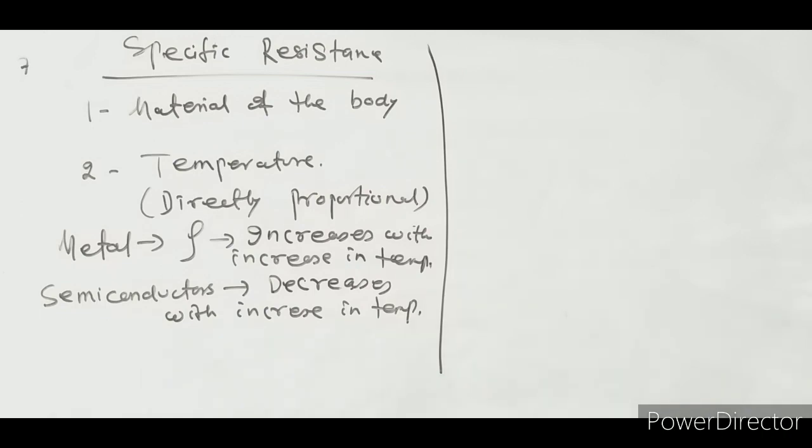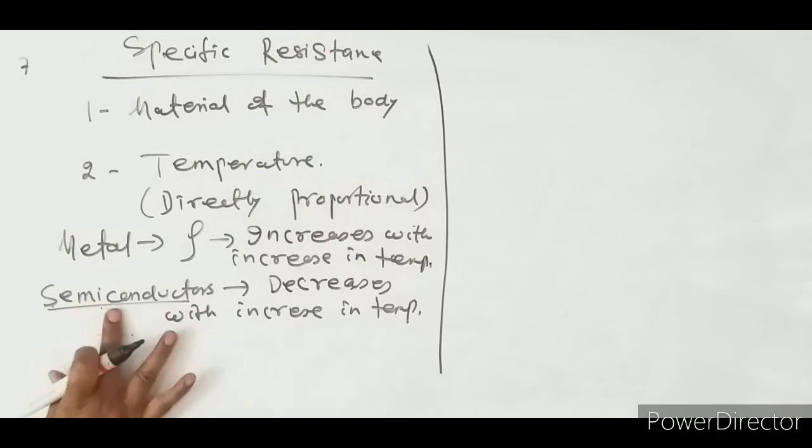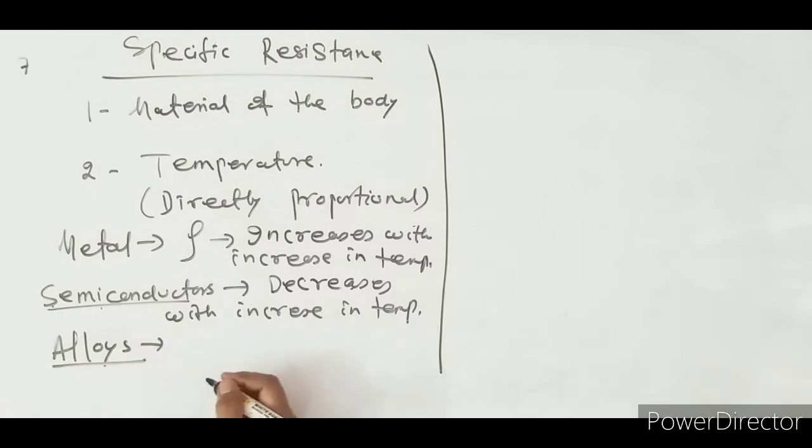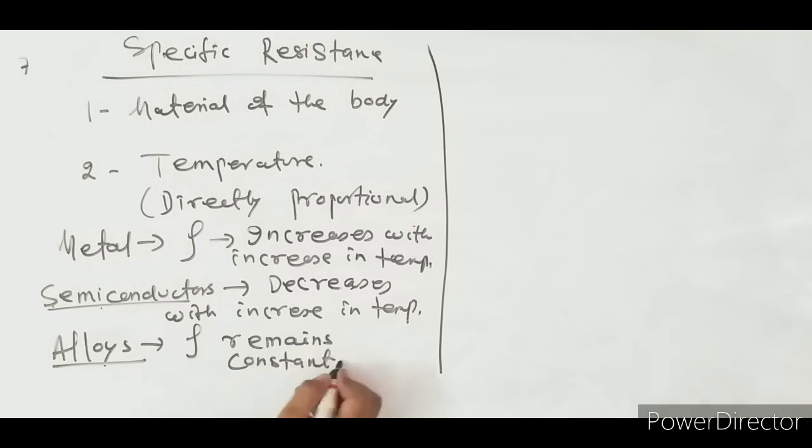Okay, so semiconductor, what can be an example of a semiconductor? It can also be some alloys. For alloys, rho remains constant.